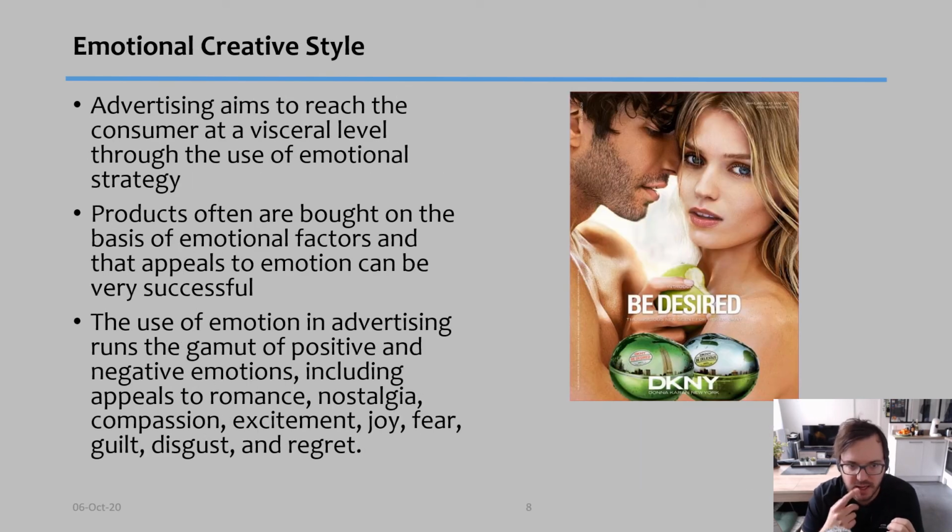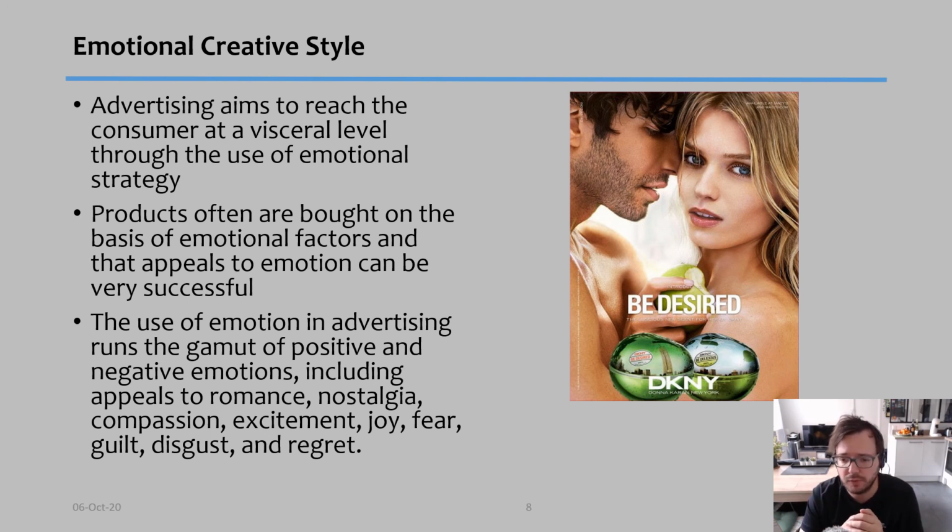Emotional creative style is a little bit different because we try to wake up certain emotions. The advertising aims to reach the consumer at a very visceral, very interior level through the use of emotional strategy. Products are often bought on the basis of emotional factors, and appealing to emotions can be very successful. The use of emotion in advertisement runs the gamut from positive to negative emotions. It can include things like romance, nostalgia, compassion, excitement, joy, fear, guilt, disgust, regret. So it can cover a whole range of things.